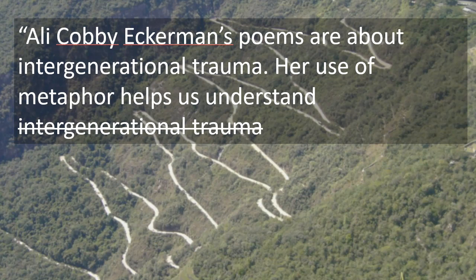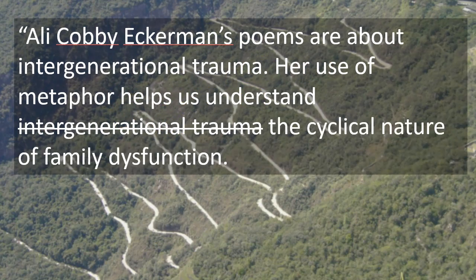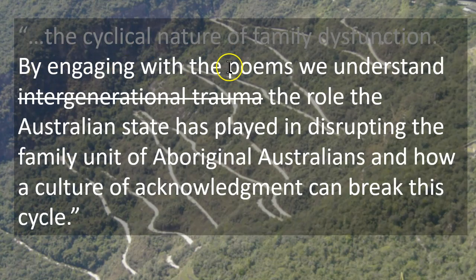Ali Cobby Eckermann's poems are about intergenerational trauma. Cool. Her use of metaphor helps us understand, not the same thing, the cyclical nature of family dysfunction. By engaging with the poems, we understand the role the Australian state has played in disrupting the family unit of Aboriginal Australians and how a culture of acknowledgement can break this cycle. So we're starting to extend what we want to say about the keyword.